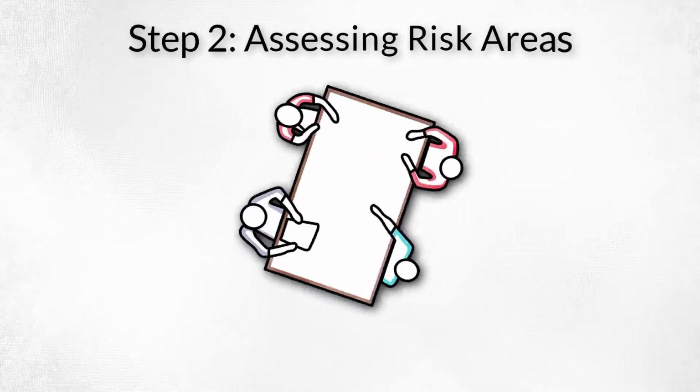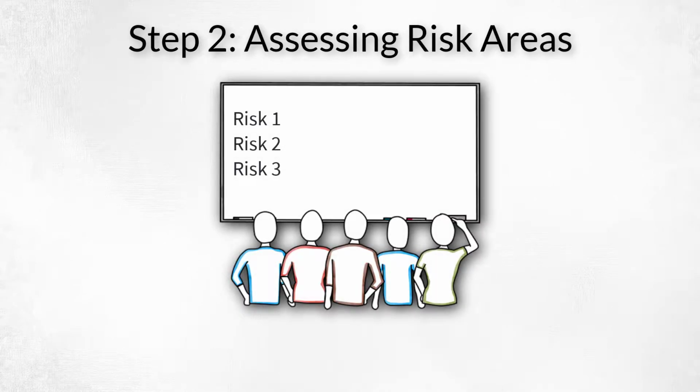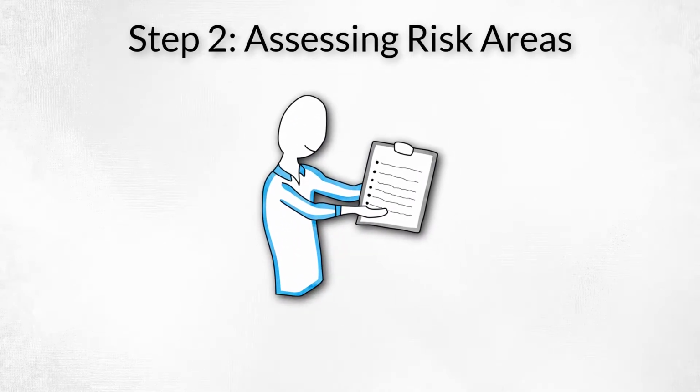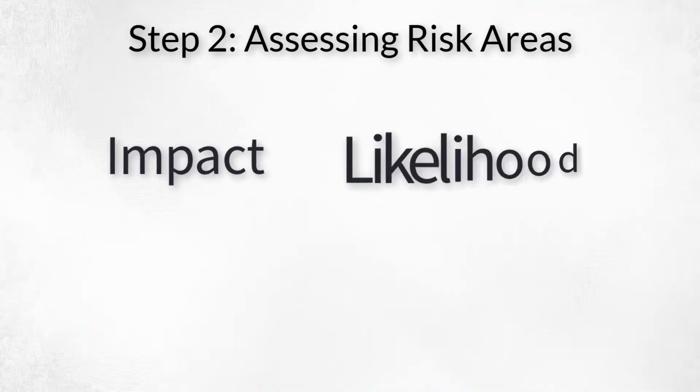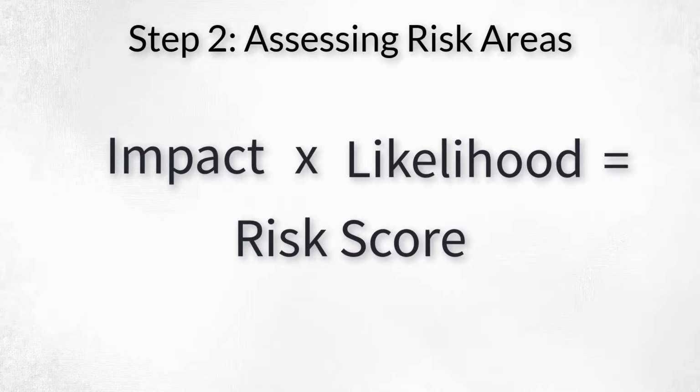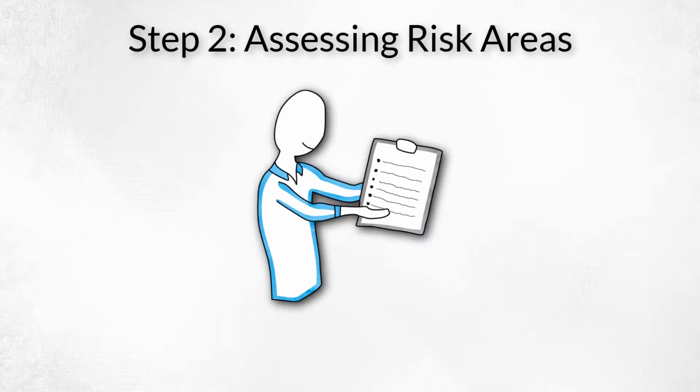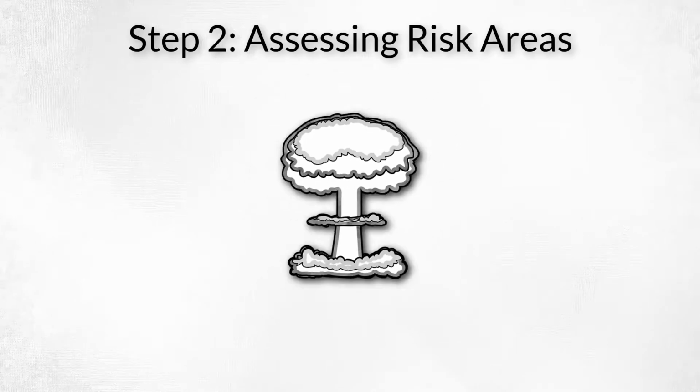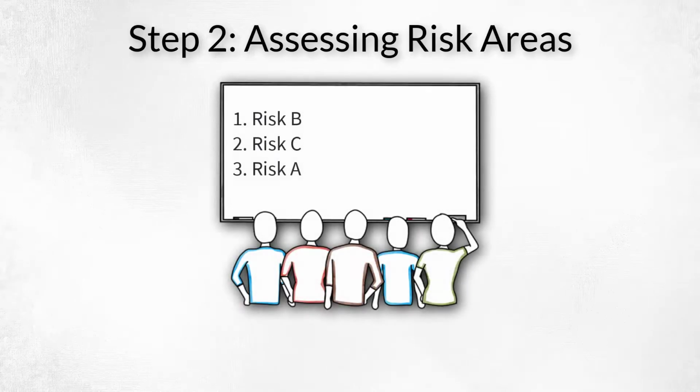Second, the Audit Committee identifies and assesses risks. A risk log is created. The log describes each risk, its impact and likelihood, and the risk score, impact times likelihood, and records planned responses if the event occurs, preventative measures, and a risk ranking.